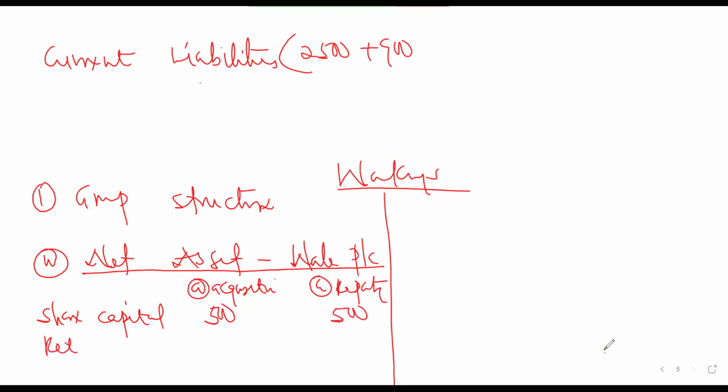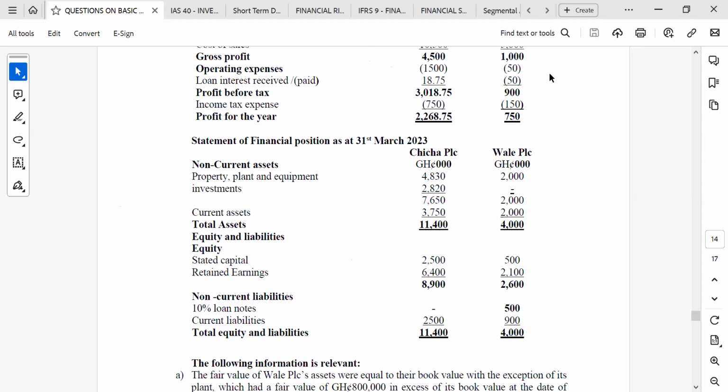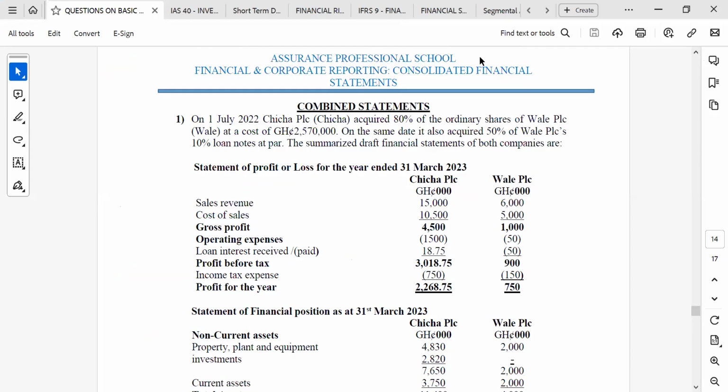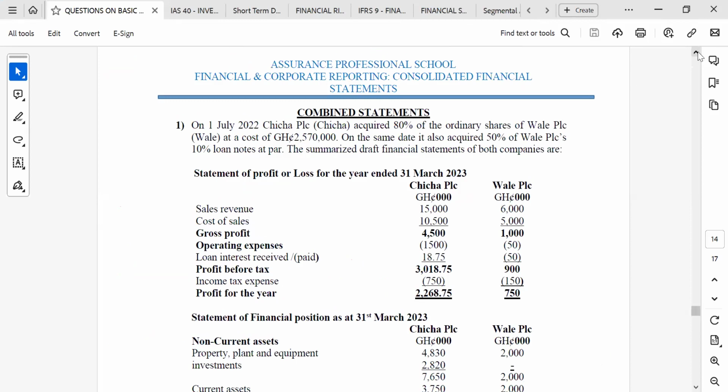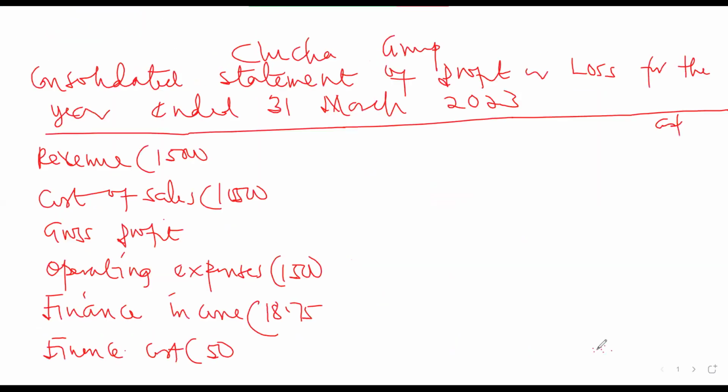The next item that will come here is retained earnings. So for the retained earnings, you have to go and determine the acquisition date. Let's look for it. You can just count through to see the acquisition date. The acquisition date is 1st July 2022. So from 1st July to 31 March, how many months is that? 9 months. So after getting the 9, we can now go and work on it. You just forget about this net asset, then you can go and work on your profit or loss items now.